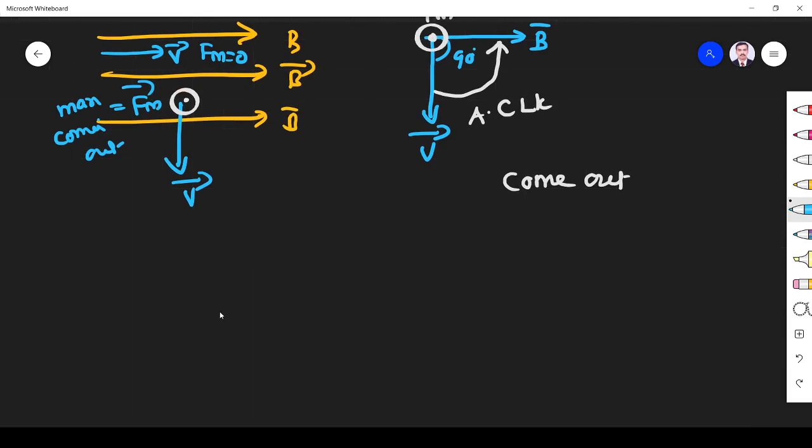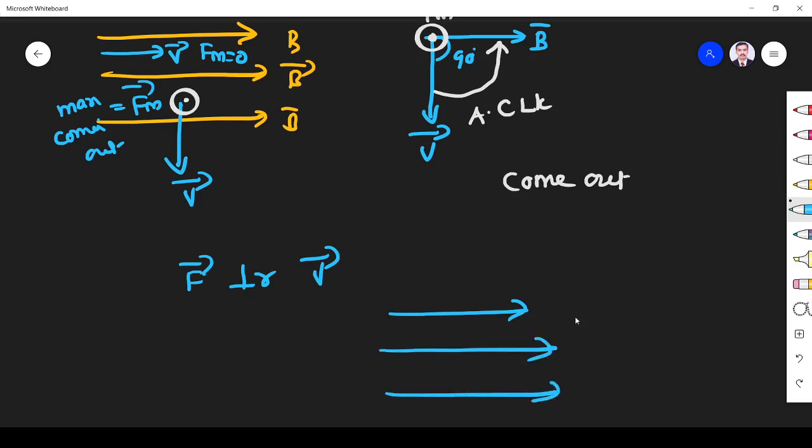Now we see another important point. Since the force acts perpendicular to the direction of motion of the charge, we know that F is perpendicular to V. Since F is perpendicular to V, what is the meaning? The resultant force is perpendicular to V. That means if a charge is moving in this direction, the force will be acting in this direction. That's what we have done, right? Perpendicular to. That means what? The force will not act along the motion of the charge. Yes or no? That's what we know.